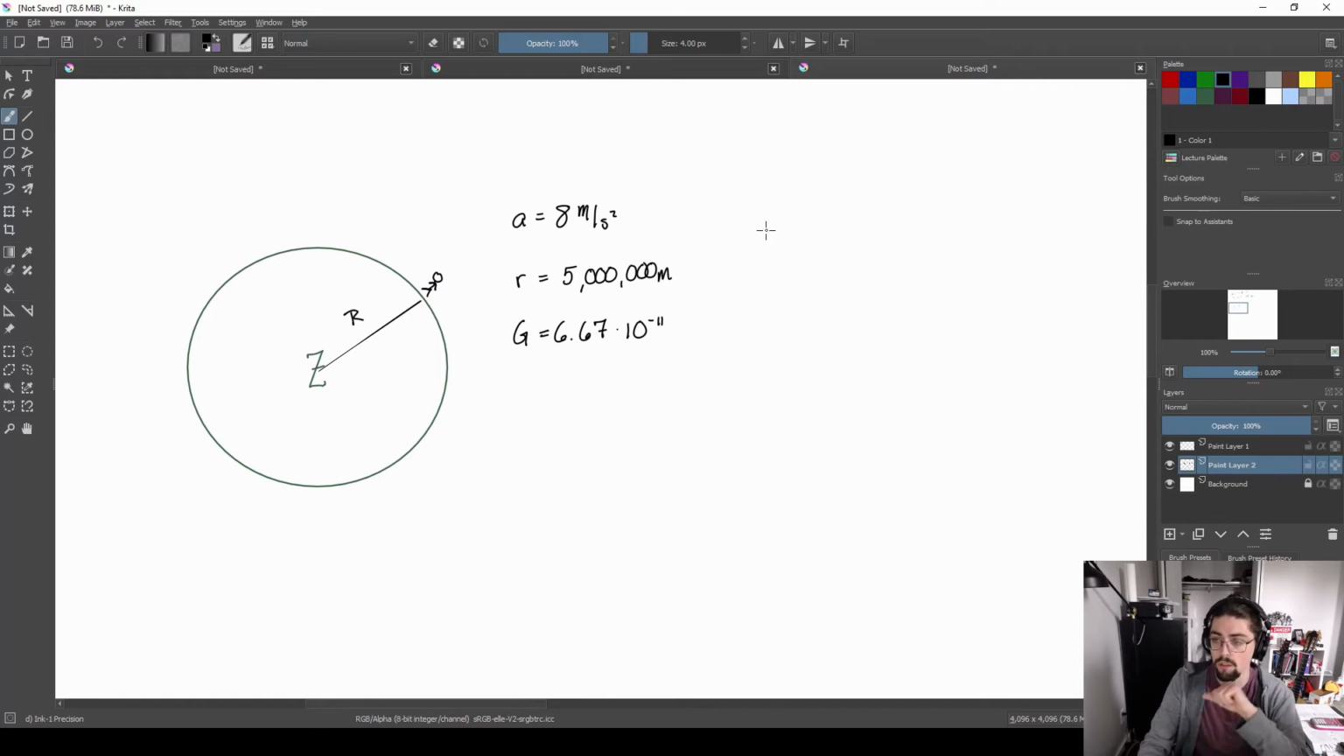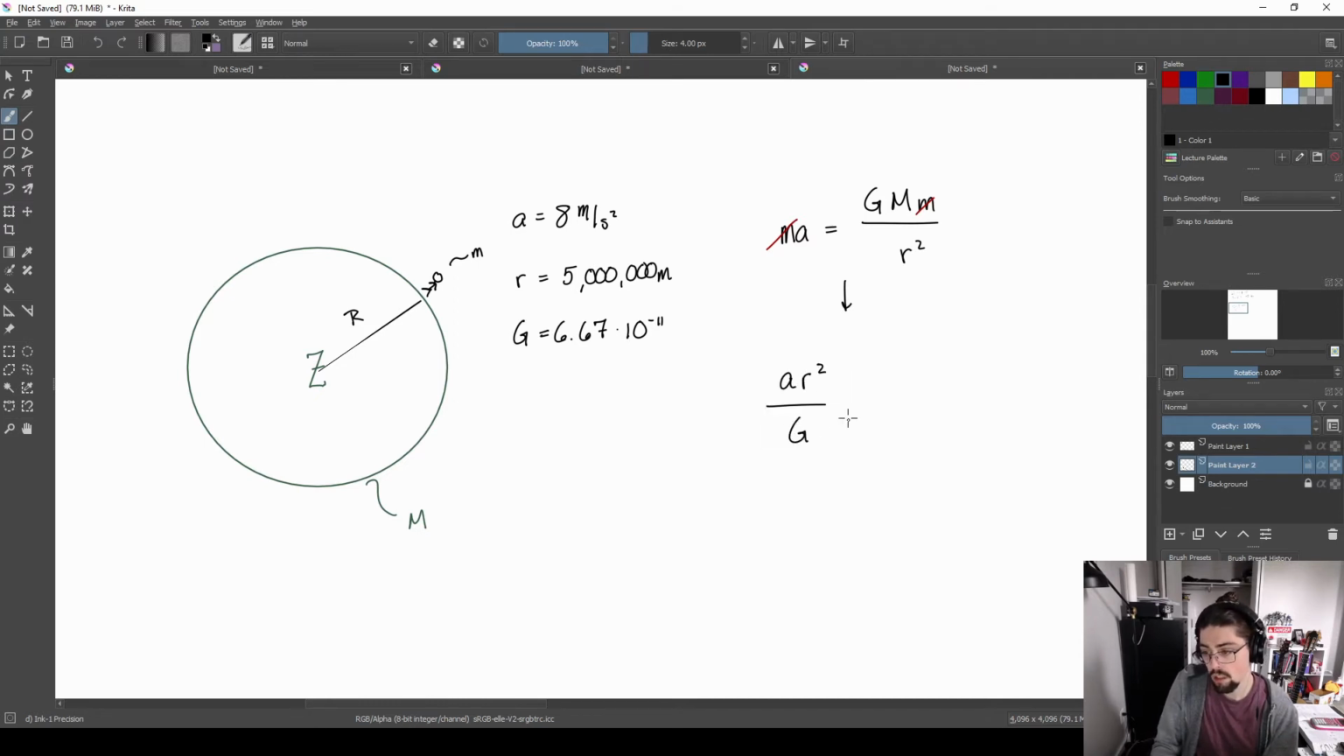We would say, all right, if we are in free fall, if gravity is the only thing acting on us, then our net force, ma, is equal to capital G, mass of the planet, mass of the person, divided by r squared. I don't need these little m's, right? Whatever free fall acceleration we find should apply to every single object, regardless of mass. We're looking for capital M here, so I'm going to move some stuff over: a r squared divided by G is equal to capital M.